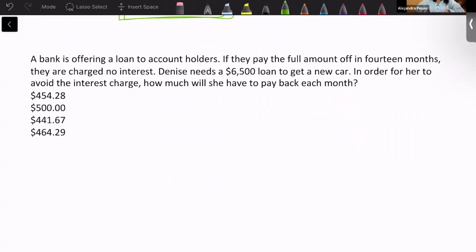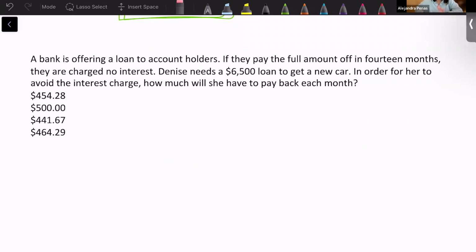All right. A bank is offering a loan to account holders. If they pay the full loan off in 14 months, they are charged no interest. Denise needs a $6,500 loan to get a new car. In order for her to avoid the interest charge, how much will she have to pay back each month?